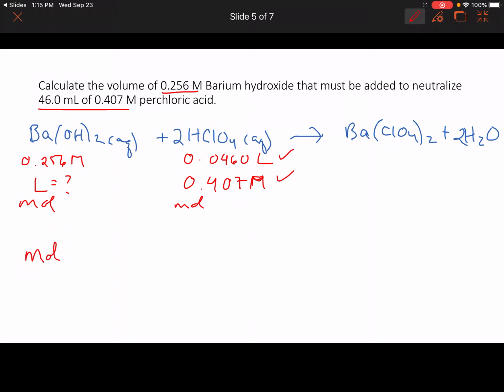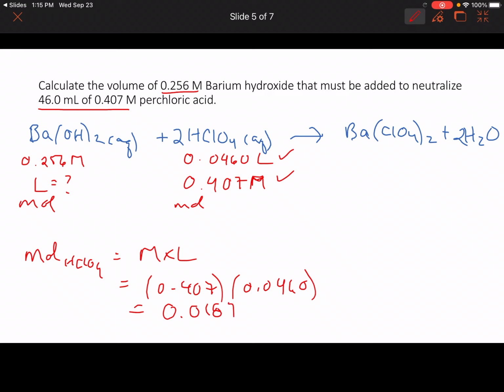So moles of the HClO4 is going to be equal to molarity times the volume. So I'm just going to multiply those 2 numbers together: 0.407 multiplied by 0.0460. And you're going to get an answer of 0.0187 moles. Now, that is your moles of your perchloric acid.